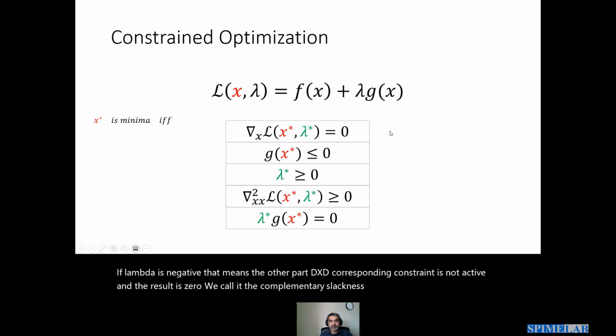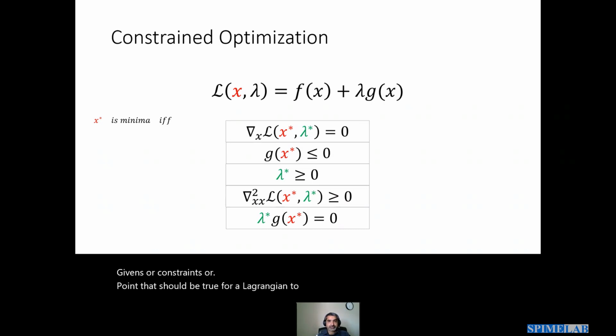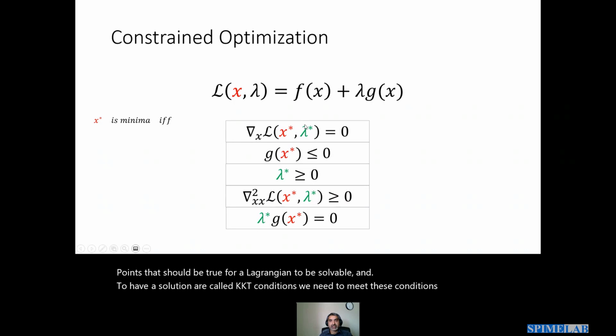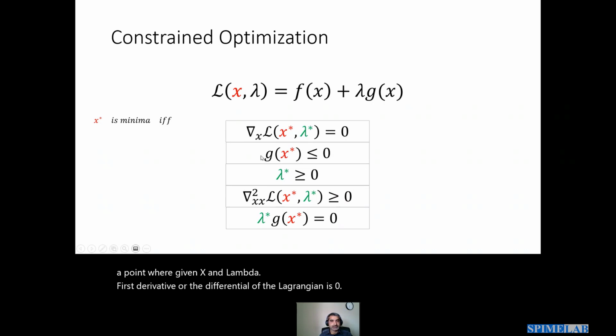These 5 givens, or constraints, or points that should be true for a Lagrangian to be solvable and to have a solution are called KKT conditions. We need to meet these conditions. First, there is a point where, given x and lambda, the first derivative or the differential of the Lagrangian is 0, and other conditions. 5 KKT conditions. If they hold, then we can find x star.